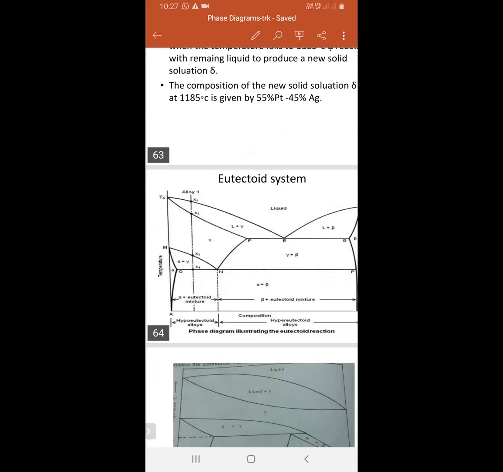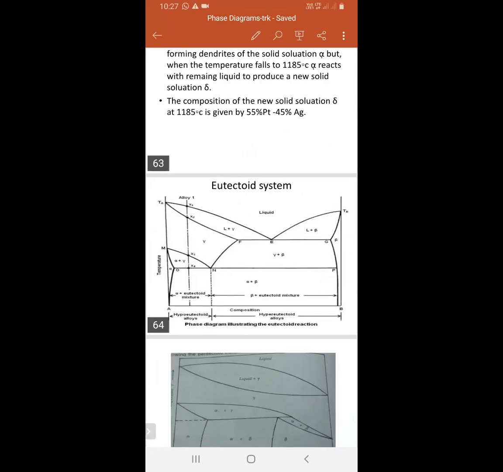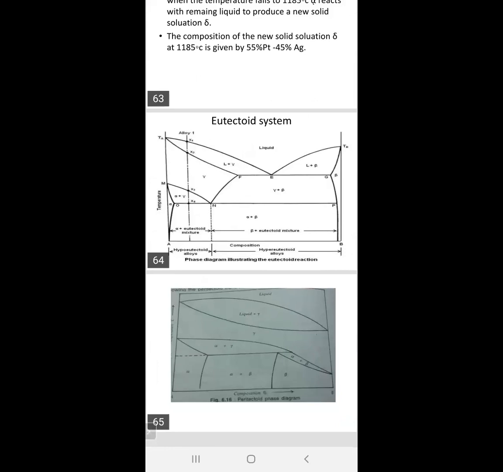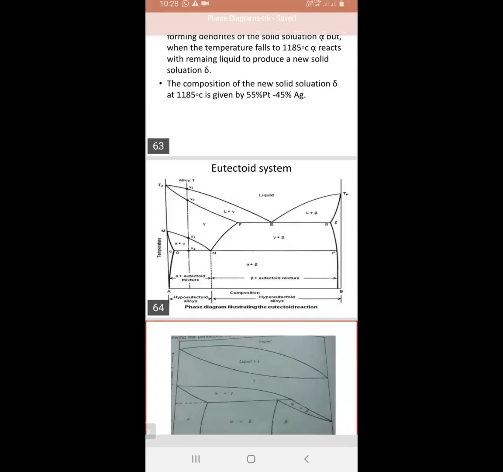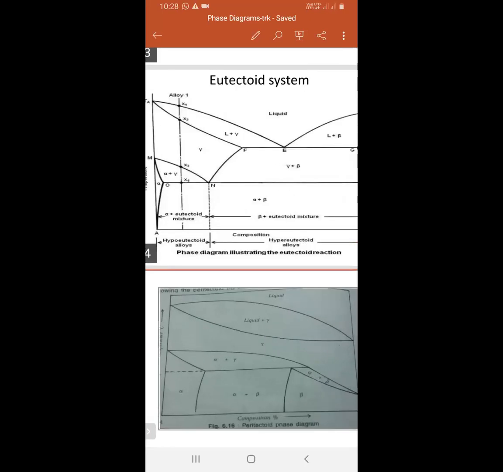Yes, sir. Hello? Yes, sir. Understand? Have you understood? Yes, sir. Yes, this is the eutectoid phase system. Okay? Hello. Yes, sir. All of you try to understand. Very simple. Next one is the peritectoid.